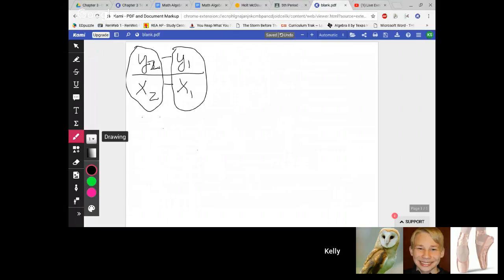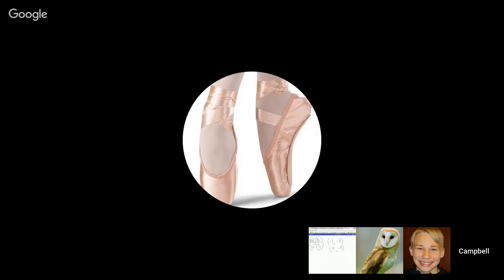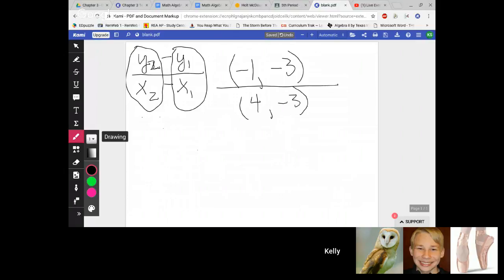So, let me give the example. We were given this ordered pair, -1, -3, and 4, -3. There's a lot of -3s. So this ordered pair here is going to be my x2, y2. And this ordered pair is going to be my x1, y1. But it doesn't make any difference which way you do it. You just have to make sure you remain consistent throughout the problem. Does that make sense?